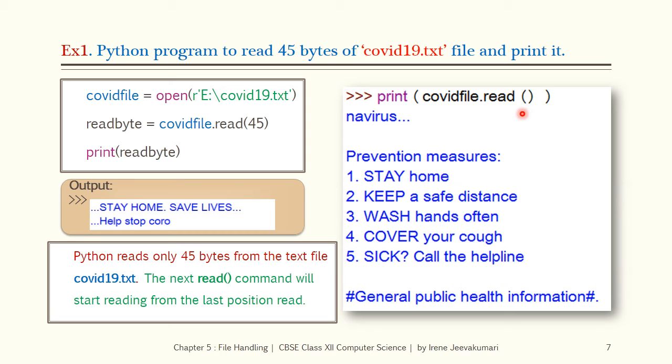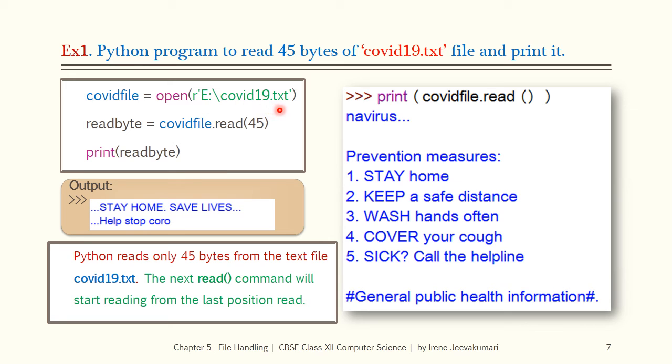The read function, when it is provided with no arguments, reads the entire contents of a file, but here the entire contents were not read. So now let us see the reason behind this. Here when the file covid19.txt is opened, the file pointer is created and placed in the beginning of the text file. When the next statement read 45 is executed, it reads from the beginning of the file pointer, that is from the beginning of the text file. So the total 45 bytes were read.